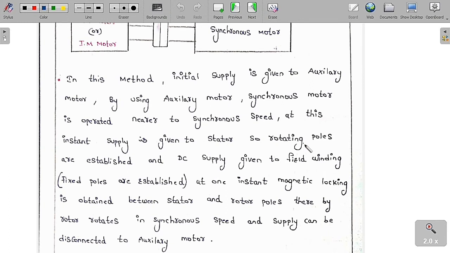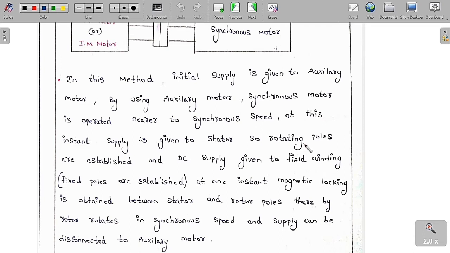What I am trying to say is, we need to couple both the auxiliary motor and the synchronous motor. Then we give supply to the auxiliary motor, so it initiates the rotation of the rotor. Then we give supply to the synchronous motor. To the stator we give the AC supply, and to the rotor we give the DC supply. Because of the AC supply on the stator, there will be rotating magnetic poles. On the rotor, the DC supply to the field winding produces fixed poles. As the rotor is rotating, there will be magnetic locking between the stator and the rotor. Then it rotates further.